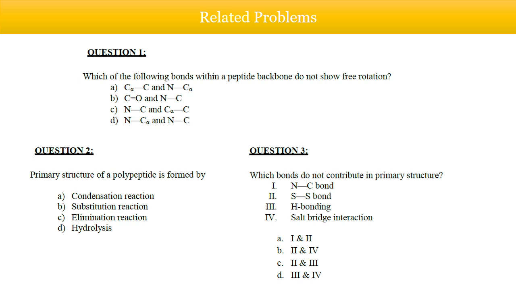The next one, please. The primary structure of a polypeptide is formed by, very easy. Okay, I've got one answer. Yes, it's very simple. It's a condensation reaction, removal of water, that leads to the formation of a polypeptide bond. Yeah, A is the correct answer.